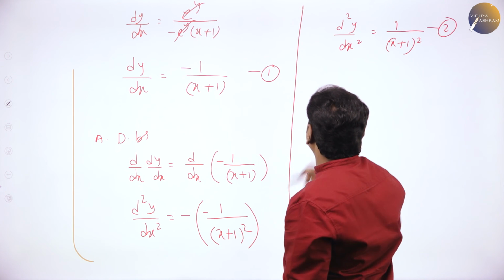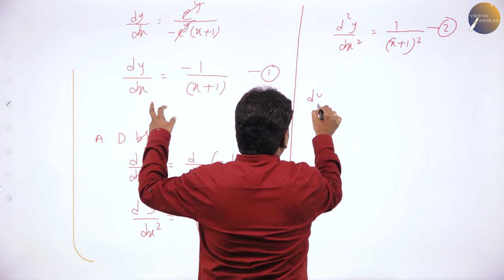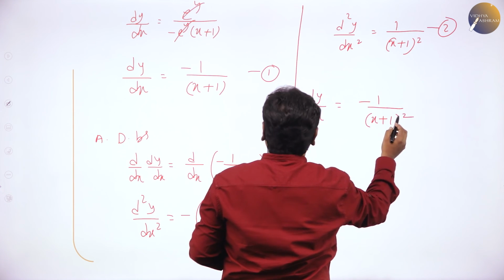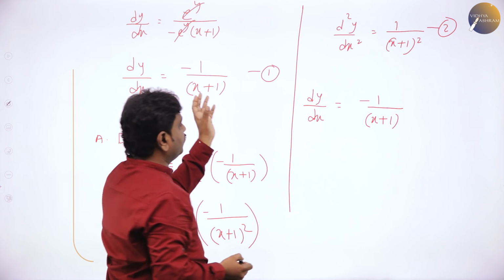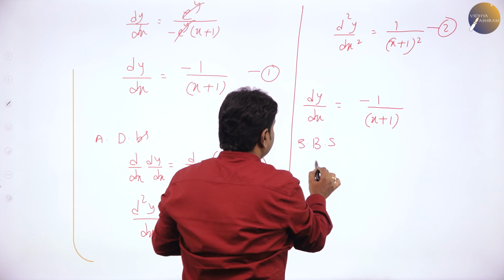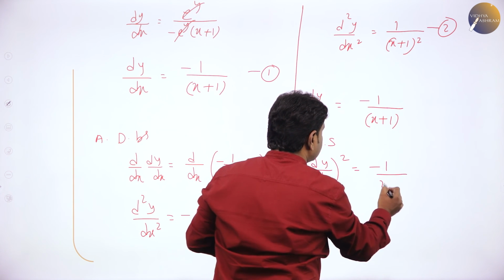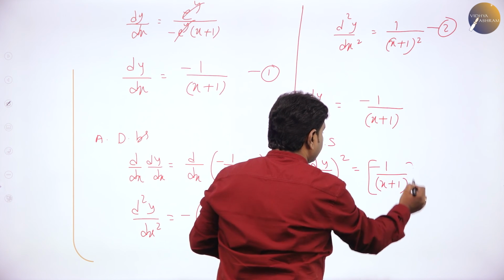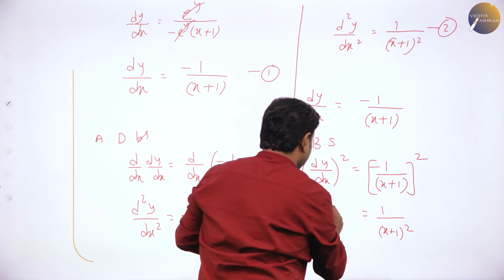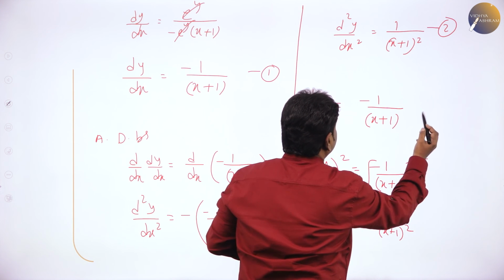Now d square y by dx square is 1 by (x plus 1) the whole square. So now we have dy by dx. What is dy by dx? Minus 1 by (x plus 1). I'll square it, so squaring on both sides. So dy by dx the whole square is equal to minus 1 by (x plus 1) the whole square. If you square it, minus 1 square becomes plus 1 over (x plus 1) the whole square. So now we got dy by dx the whole square. Call it as equation 3.